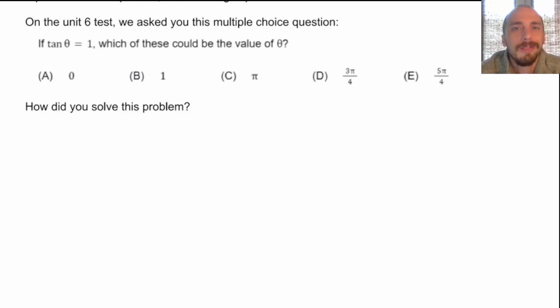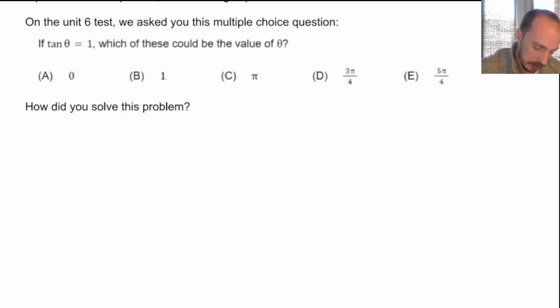And it was something like, if tangent theta equals 1, which of these could be the value of theta? And that was a little bit beyond what we were doing at the time, but we always figured at the very least they could plug in the answer choices. And so I asked y'all in class, like, well, what was going on with that? And honestly, y'all weren't all that forthcoming, but the people who did tell me were giving me some sort of answer like, well, I knew that the legs had to be equal because it was tangent equals 1.